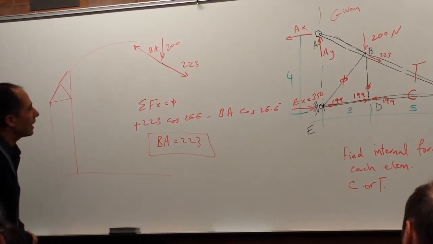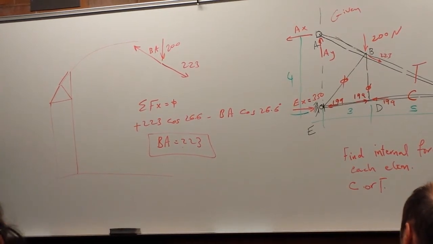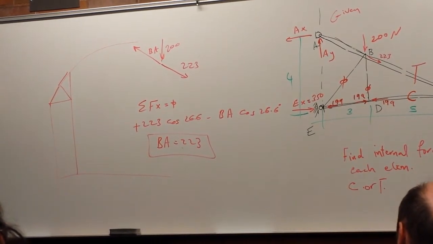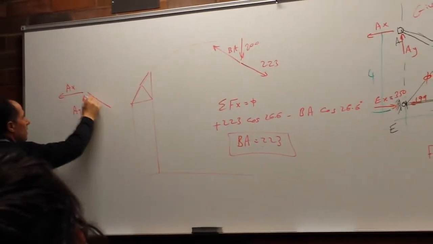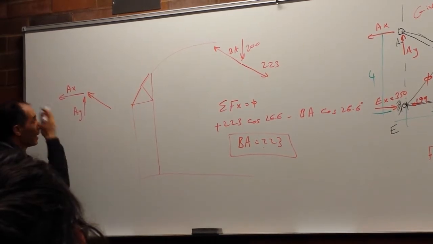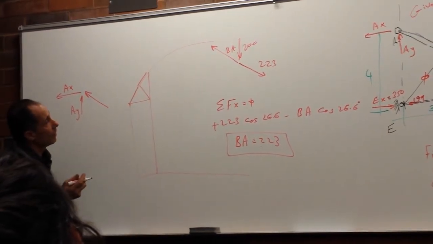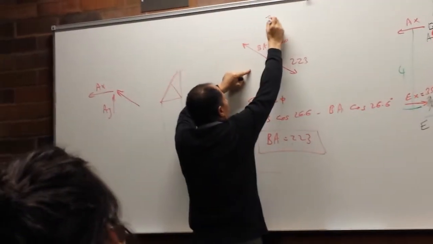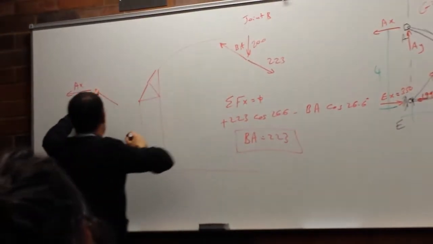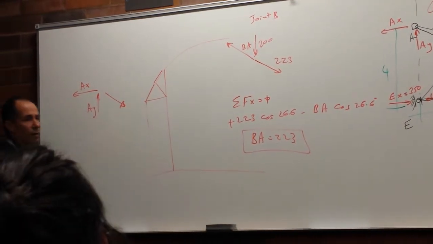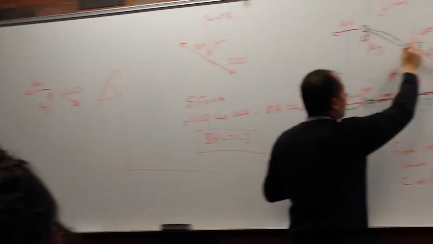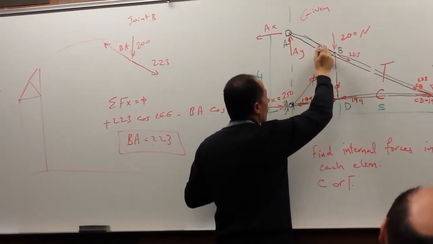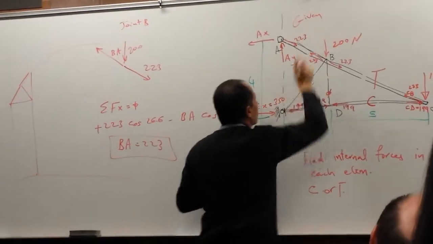Let's check our work at A. A has AX, AY, and it has this one here, BA. This is joint B. So this is this way. Agree? 223, because this one is here, 223. Here, 223. This is joint A.